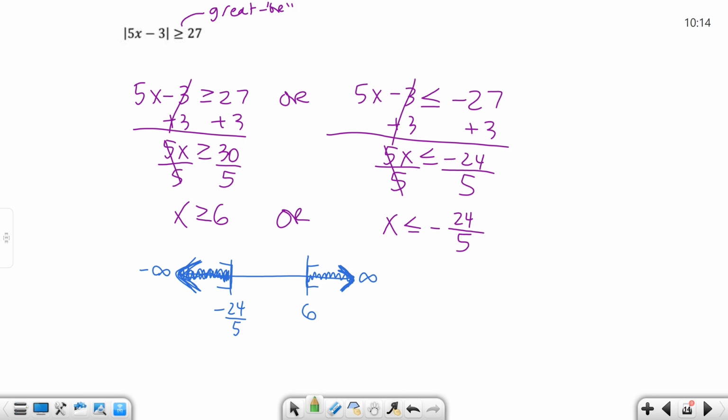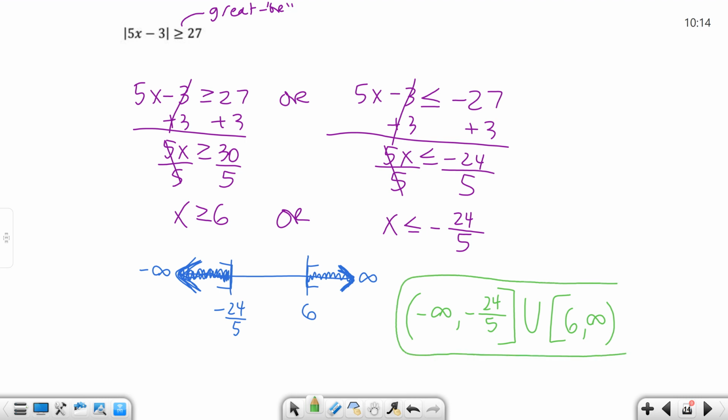And then you have negative infinity. This is interval notation. Negative infinity, comma what? Negative 24/5. Negative infinity always gets a parenthesis, but this time negative 24/5 gets a bracket because it's equals. What's the symbol for the word or? Union. Then we have a bracket, 6, comma what? Infinity with a parenthesis.